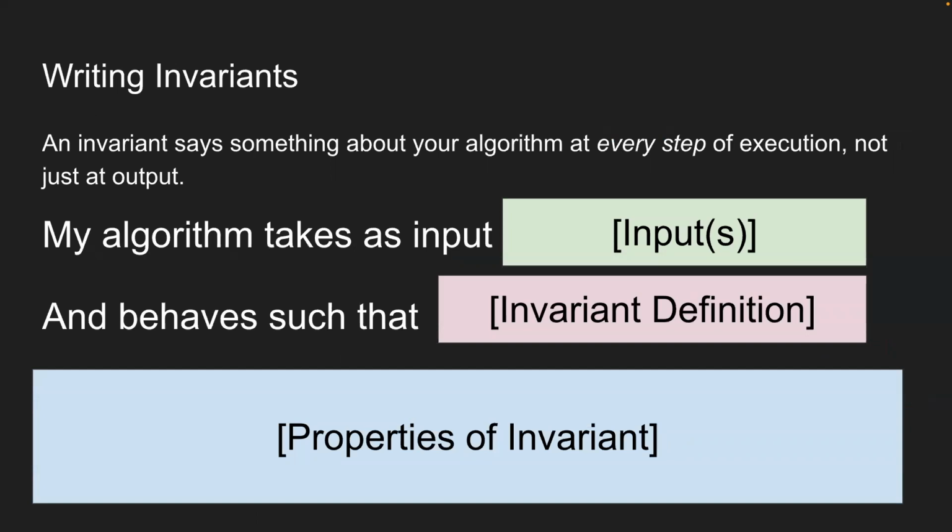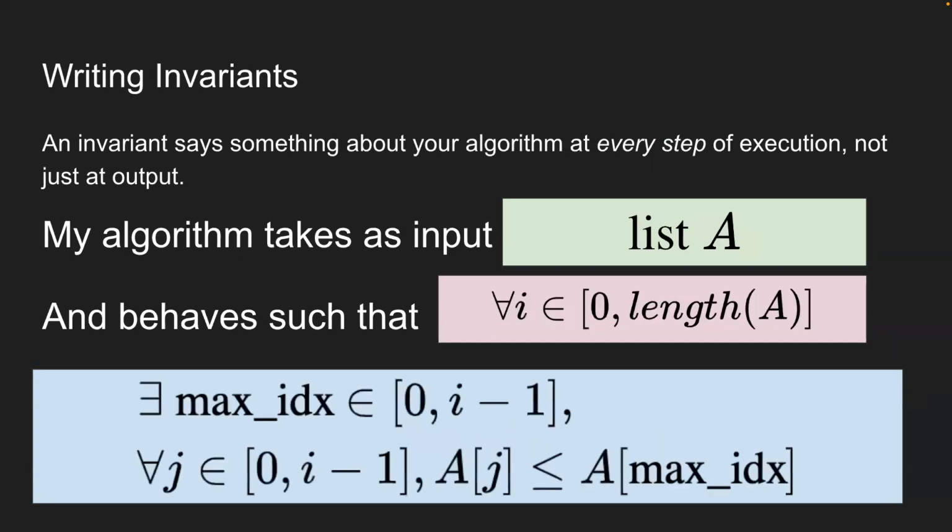But it would look very similar to how we describe the property. So again, it'll say my algorithm takes as input, and it'll have the same input. But now we're saying, and it behaves in a certain way. So we're not talking about the output, because we want to talk about something that's true throughout the entire program. So again, we have the same input, list A, but now we're saying for all i. It's not a coincidence that I'm using the letter i, the name of our index. We want that to coincide because that's what we're using in our loop.